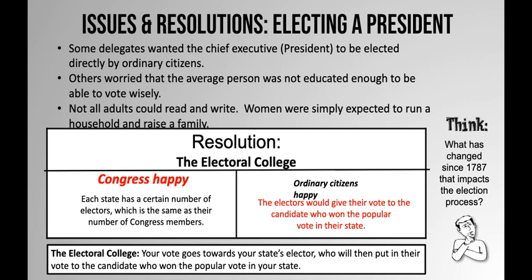Not all adults at this time could read or write. Women were expected to run a household and raise a family. So people said that the average person was not educated enough to be able to vote wisely. So they said the ordinary citizens can vote, and then the electors will make sure that that vote gets submitted in their favor. So that made Congress happy because every state had a certain number of electors, the same number as their Congress members. And ordinary citizens were happy because the electors would give their vote to the candidate who won the popular vote in their state.